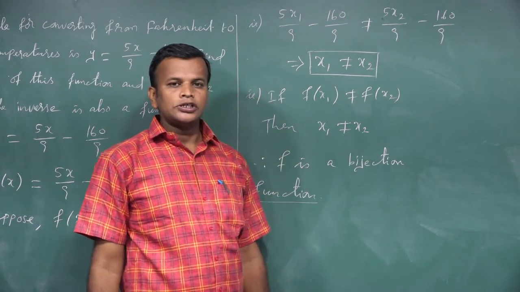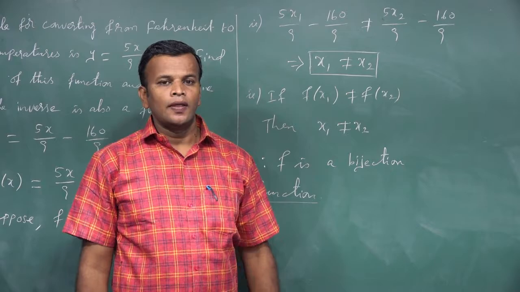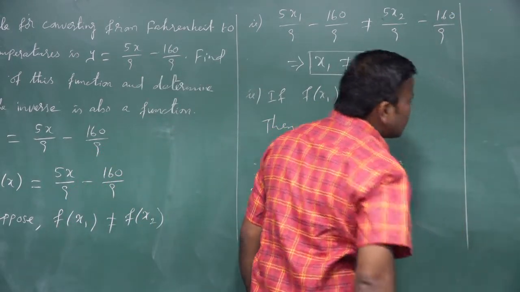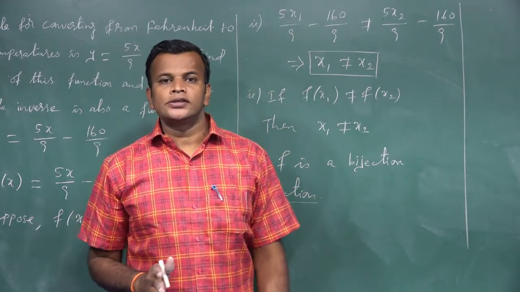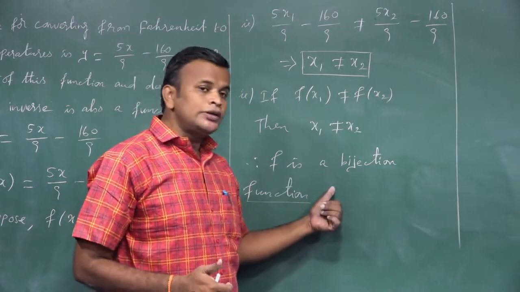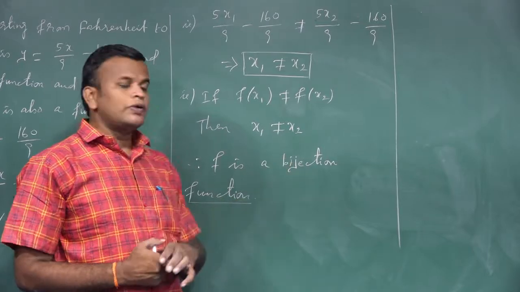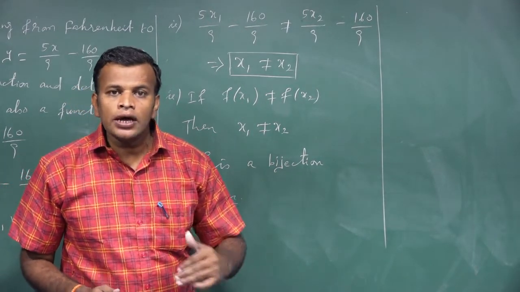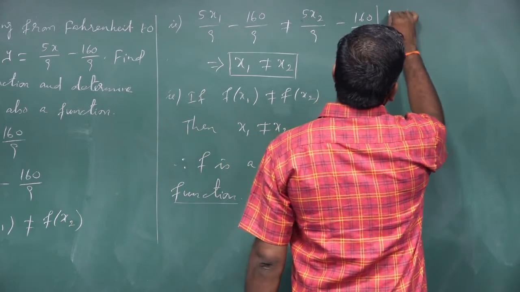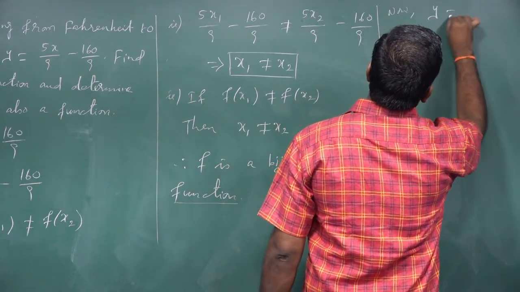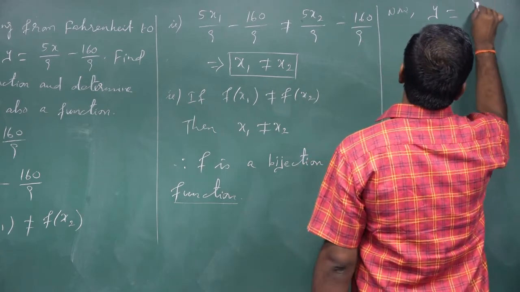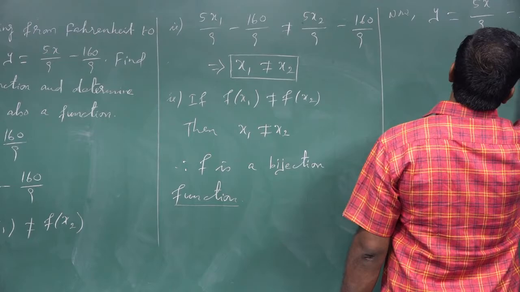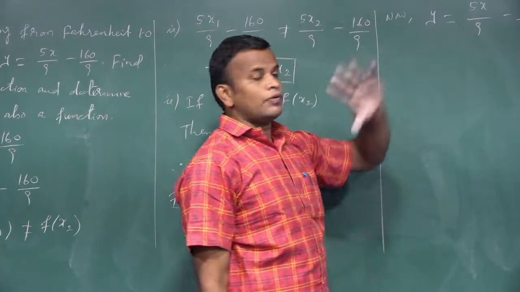So if it is a bijection function, the inverse is possible, and the inverse is also a function. So now we find the inverse. Our question is to find the inverse only. So what is the reason to find this one? If the function is a bijection function, then the inverse is possible, and the inverse is also a function. y is how we define y: 5x by 9 minus 160 by 9. It is the given function.